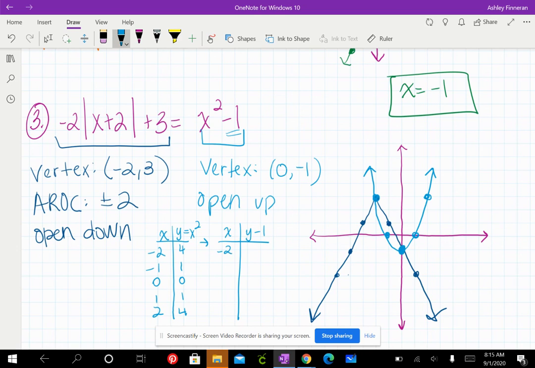So I just recopied my x's. I'm going to take each of my y's and subtract 1. And those are the 5 points I just graphed. I had a faster way of doing it just because I know what the parent function looks like. But if you are struggling with that, you can always create tables to help you graph.